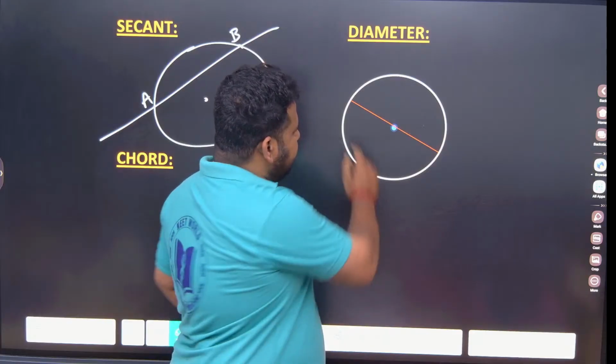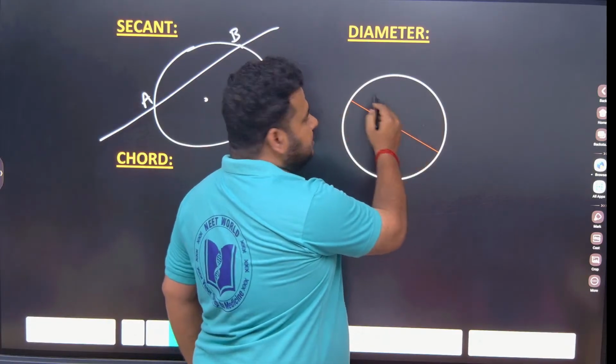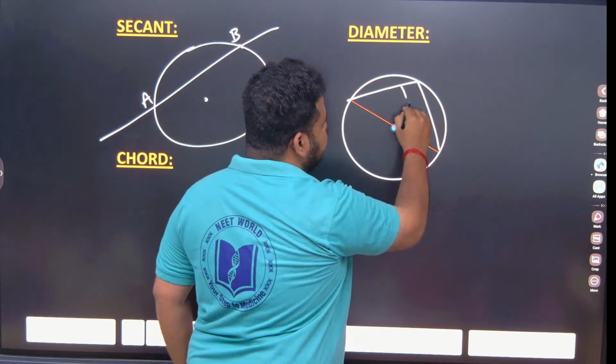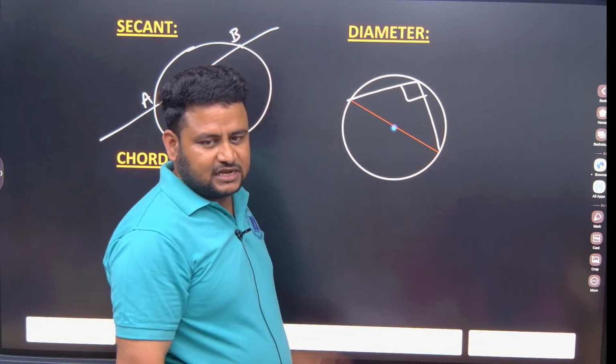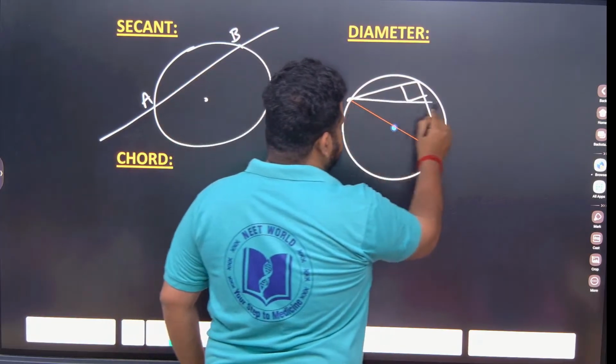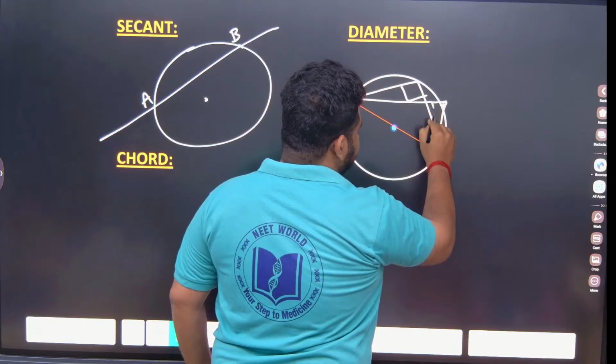And the angle made in a semicircle is always what? 90 degrees. The angle made in a semicircle from the diameter is always 90 degrees. Suppose I take it from here, this angle will be what? This angle will also be 90 degrees.